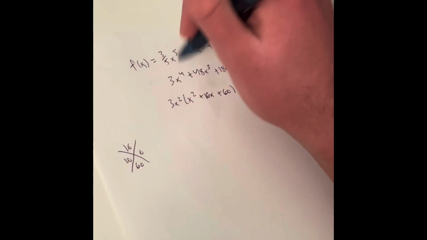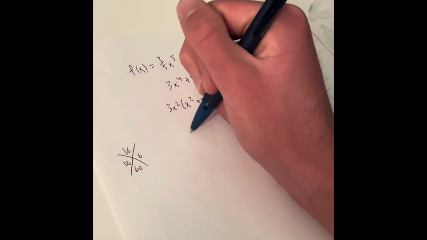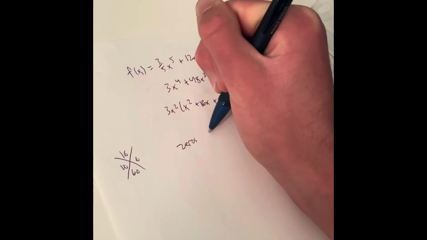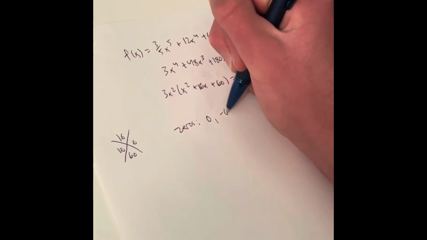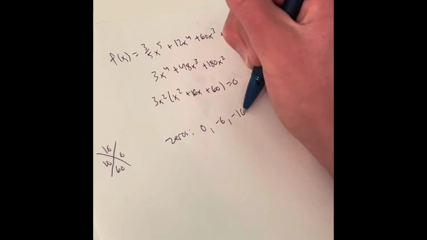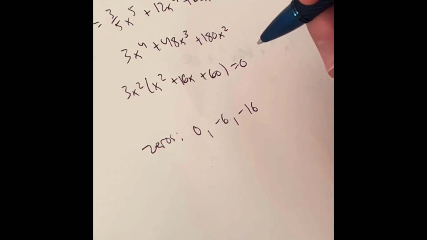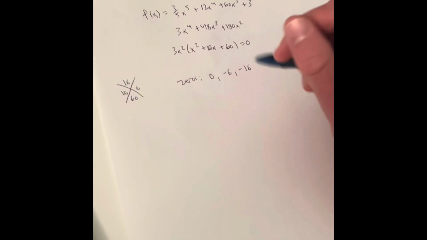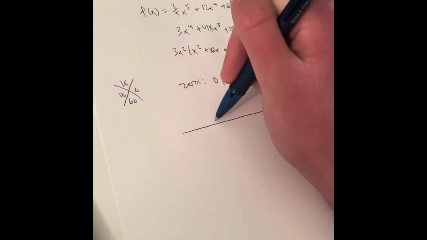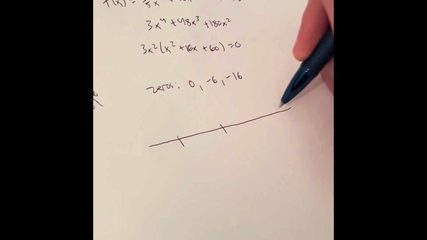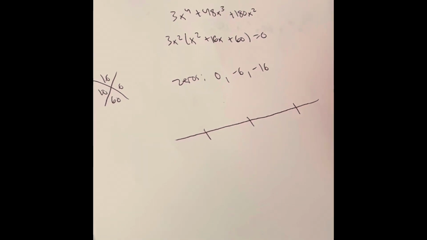So equal to 0, make it negative. My zeros are 0, -6, -10. And now once you have your zeros, you're going to want to plug it into this map to find where it's positive and where it's negative.